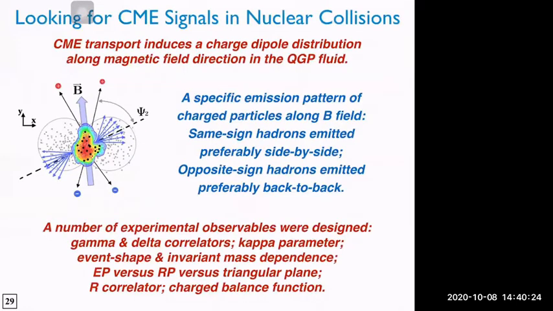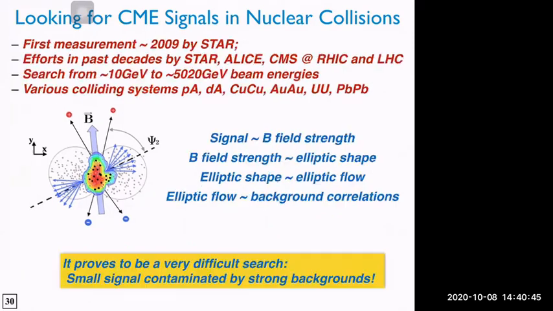I want to skip this because everybody knows what I'm trying to say here, that namely we want to observe that CME charge separation through the charge dependent azimuthal correlation. Namely, the same sign particles are preferably emitted one way and negative particles emitted another way. And a number of experimental observables were designed. There are all these correlators. Now, what is the status?